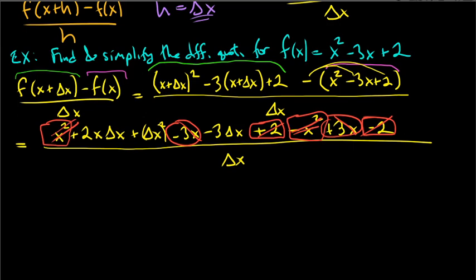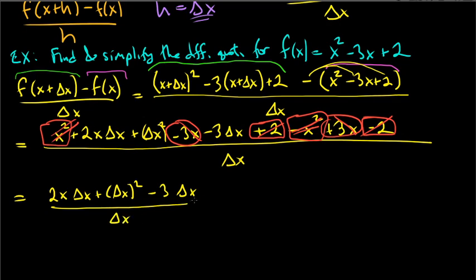So a lot of things cancel in the numerator, and what are we left with? We're still left with 2x delta x plus a delta x squared minus 3 times delta x, and that's it, right? So divide by delta x, and there's a couple ways of working this out. My favorite way is to notice that in the numerator here, we have a factor of delta x, another factor of delta x, and another factor of delta x. So let's just factor out that delta x.